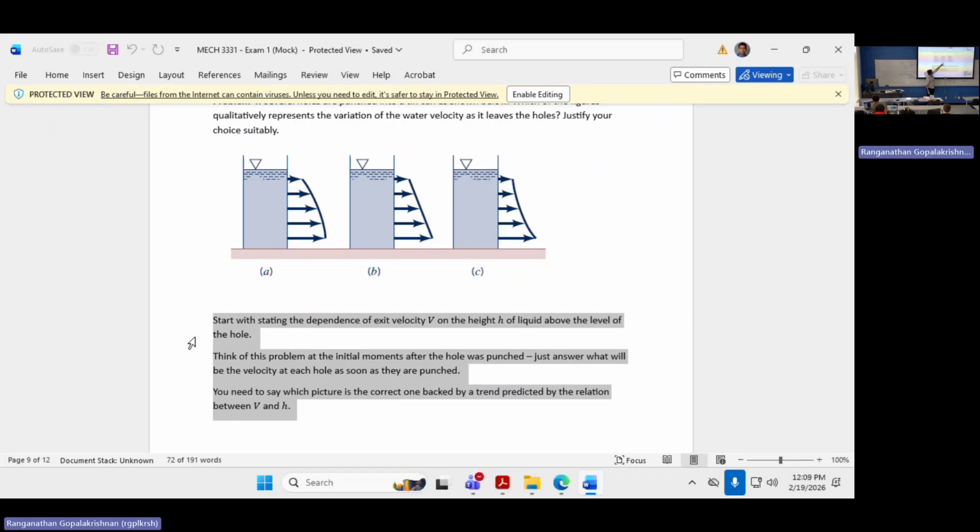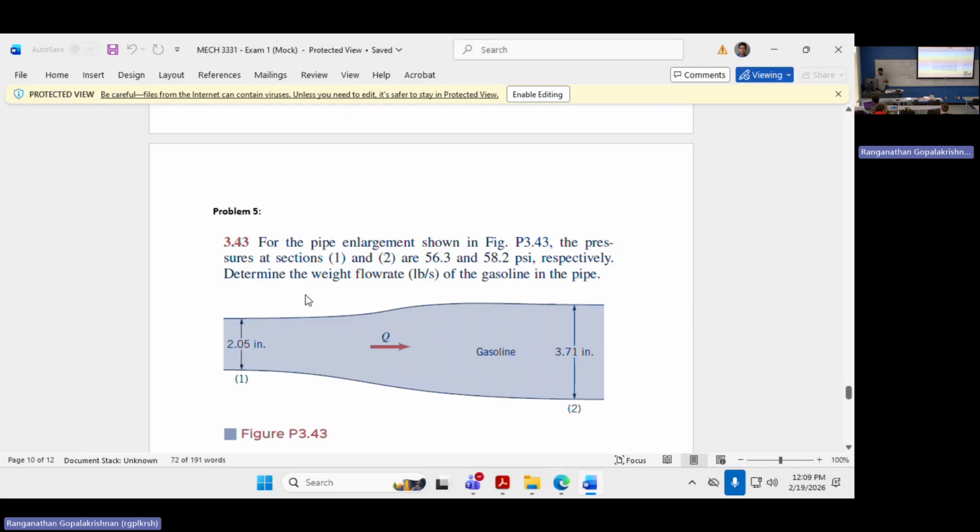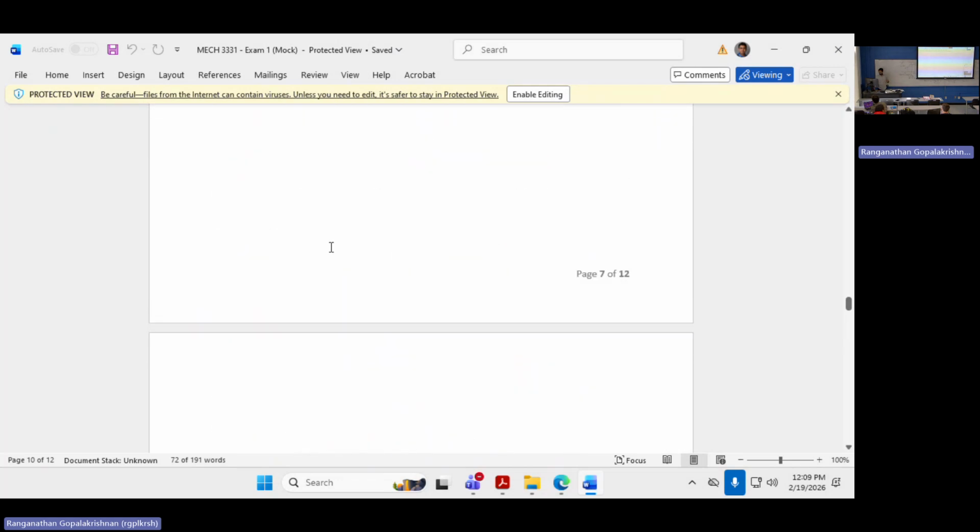This middle one, does it look like the square root of h? That looks linear, which means it's the first power of h. So it has to be either this one or this one. You'll have to intuit whether the square root of h will vary as a concave curve or a convex curve. Something to think about. And then problem 5 is measuring the flow rate. We did a similar problem last lecture. So I've given you a template for each type of problem, except this inclined manometer, which we will do now.